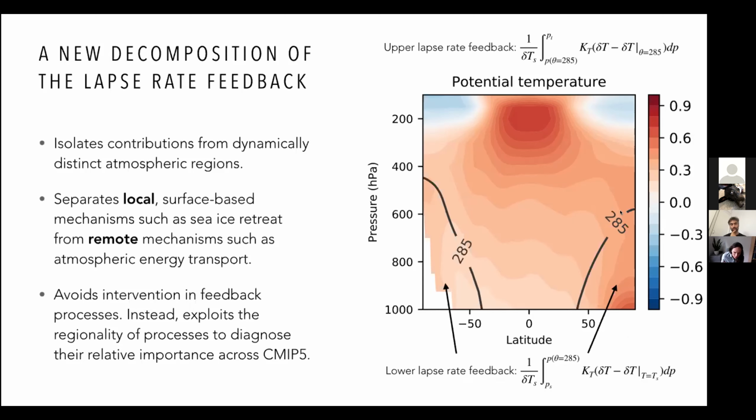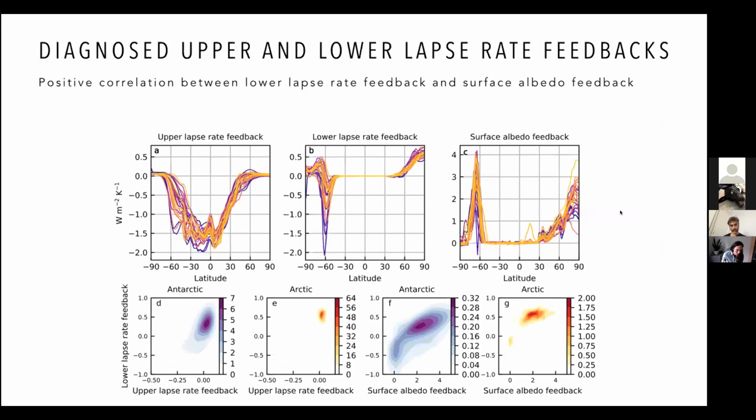And I guess I didn't emphasize this result, but you can see over here that in the Arctic, there's not a strong relationship between the lower lapse rate feedback and the upper lapse rate feedback. So you get this really strong relationship between the lower lapse rate feedback and the surface albedo feedback, but the lower and upper lapse rate feedback seem to be pretty independent in the Arctic. And that's this plot right here that I completely blew past.